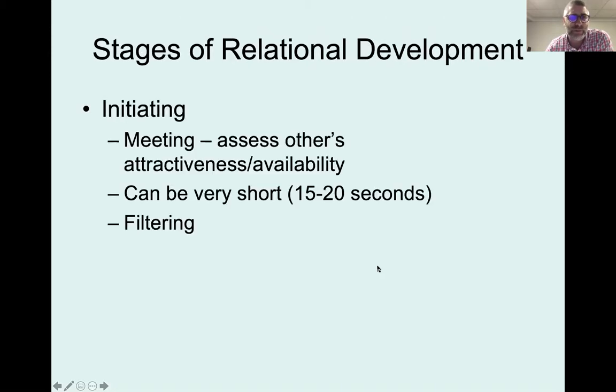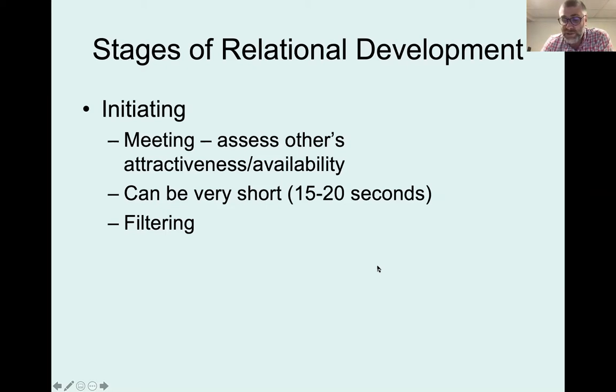We start with the initiating stage. This can be an incredibly short stage, lasting as little as 15 to 20 seconds. Sometimes you move on right after those 15 or 20 seconds. During this phase we make judgments about the people we meet: whether they are good for us to interact with, whether they're the sort of people we want to hang out with, and whether we want to pursue a relationship with them.